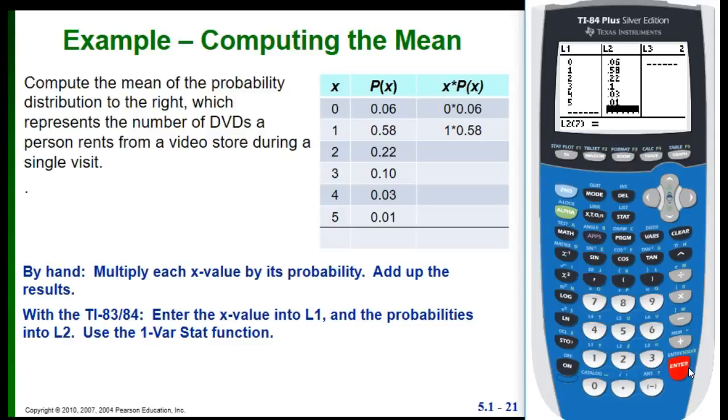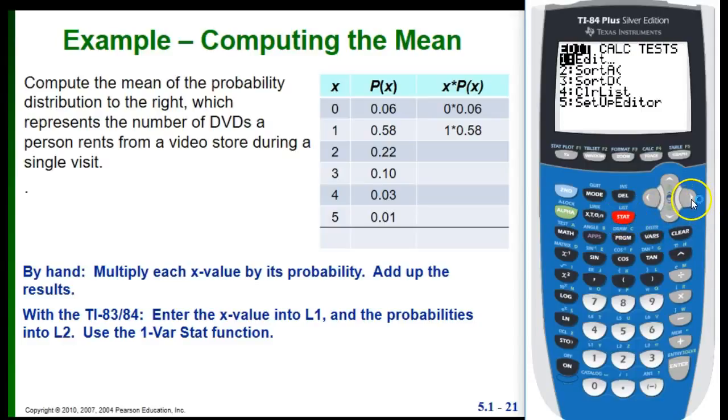Now when I have all those in there, what I want to do to find the mean and even the standard deviation for this probability distribution is I want to go back to my stat. I'm going to use the 1-bar stats, so I want to go over to Calc. I'm going to select the 1-bar stats.